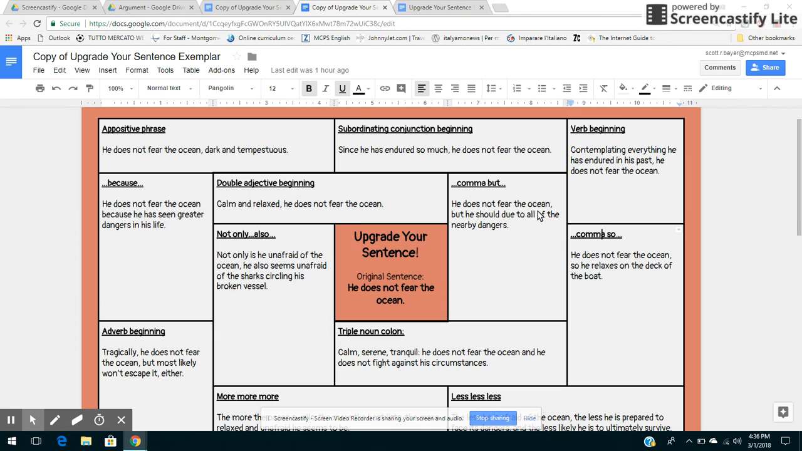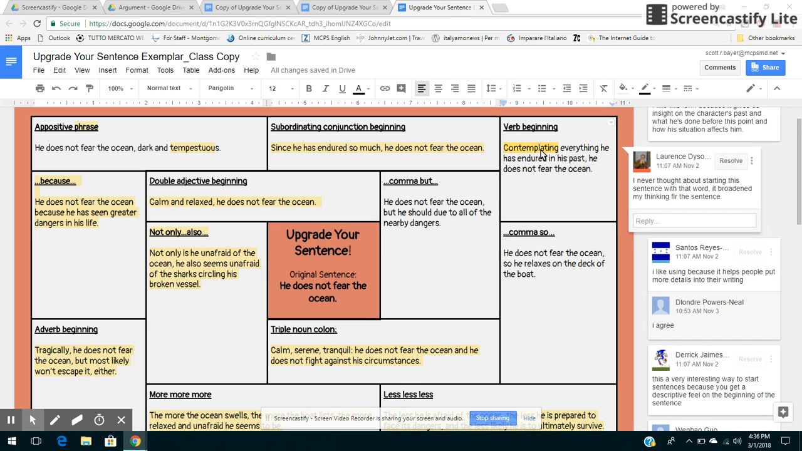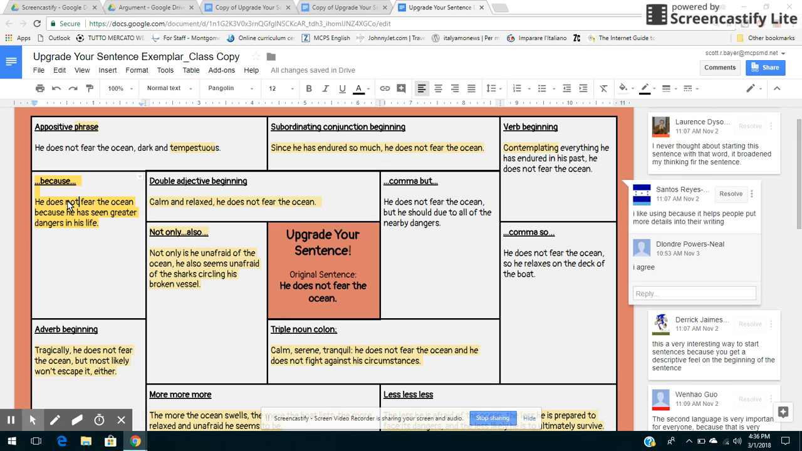But one of the things I did was I made a class copy of this, and then I gave them comment access so that they could go through and think about these sentences. And here we have Lawrence said, "I never thought about starting a sentence with that word. It broadened my thinking for sentences," which is great if we're getting kids to think about their writing. And Santos said, "I like using because it helps people put more details into their writing," which is exactly what some of our kids need.